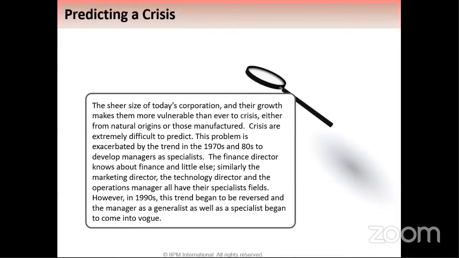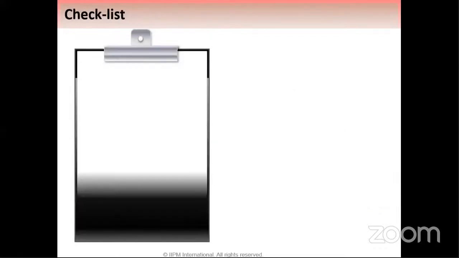This problem is exacerbated by the trend in the 1970s and 80s to develop managers as specialists. The finance director knows about finance and little else. Similarly, the marketing director, the technology director, and the operations manager all have their own special field. However, in the 1990s, this trend began to be reversed, and managers as generalists as well as specialists began to come into vogue. In other words, as we all agree that crisis will ensue one way or the other, there's need for managers to be trained on how to handle crisis. And of course, there's need to have a crisis handling department in every organization.